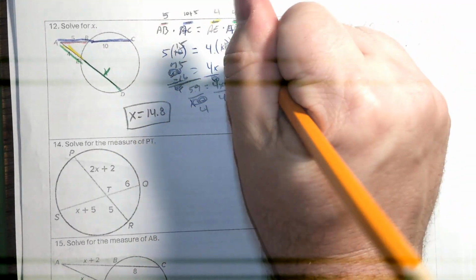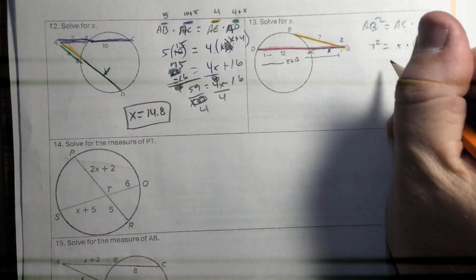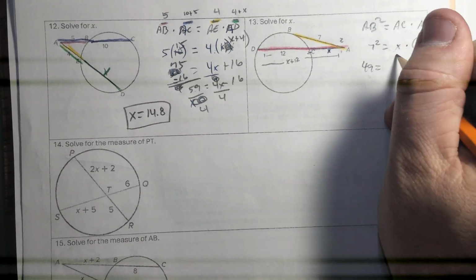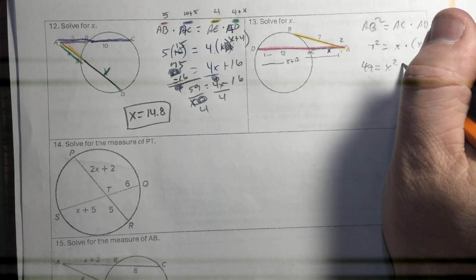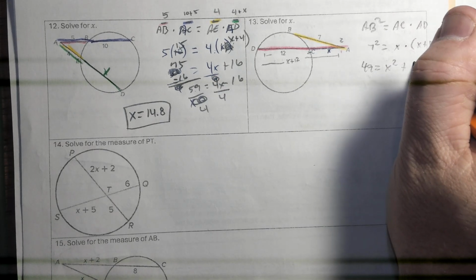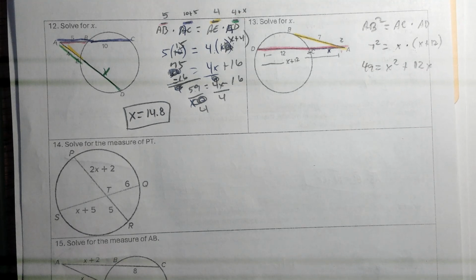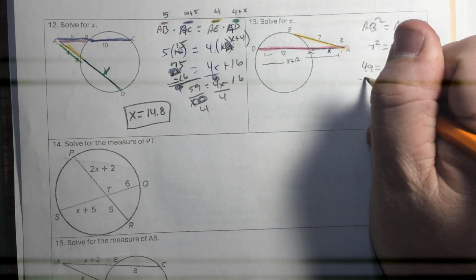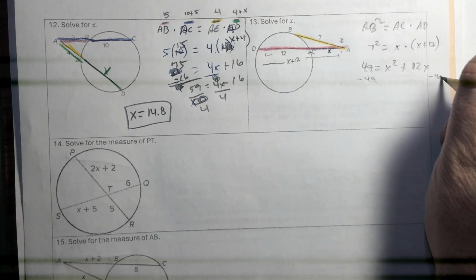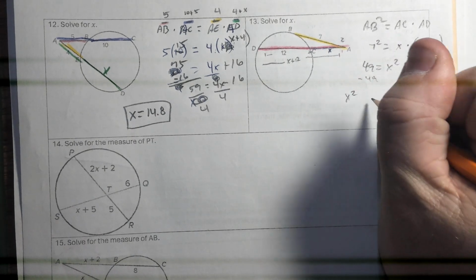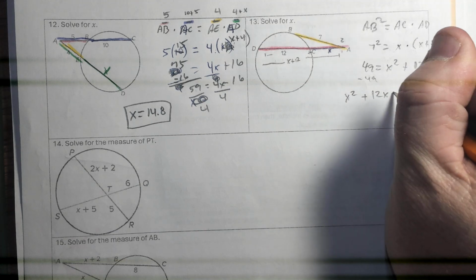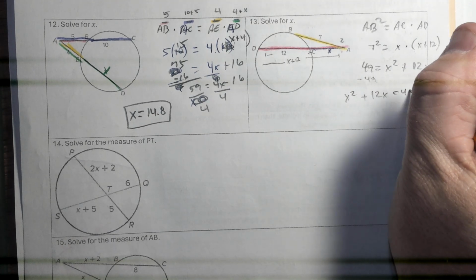Just happy little accidents. All right, so 7 squared is 49. X times x is x squared. Plus x times 12 is 12x. Okay. So we're going to put this into a quadratic equation. So we're going to subtract 49 from both sides. So we end up with x squared plus 12x minus 49 equals 0.